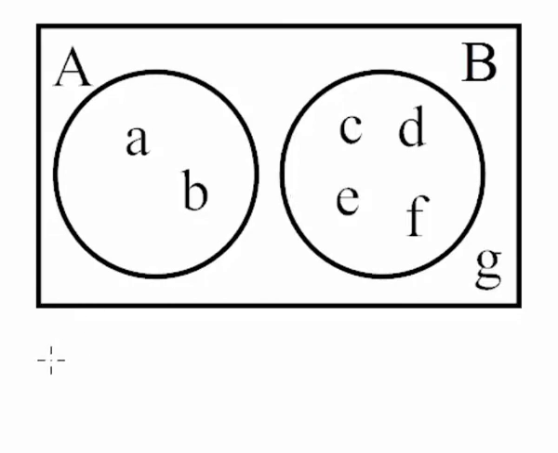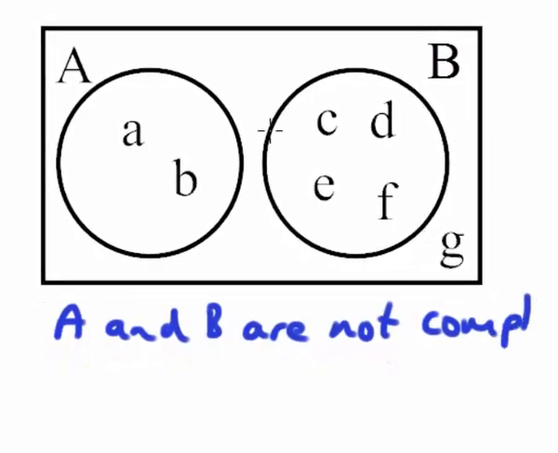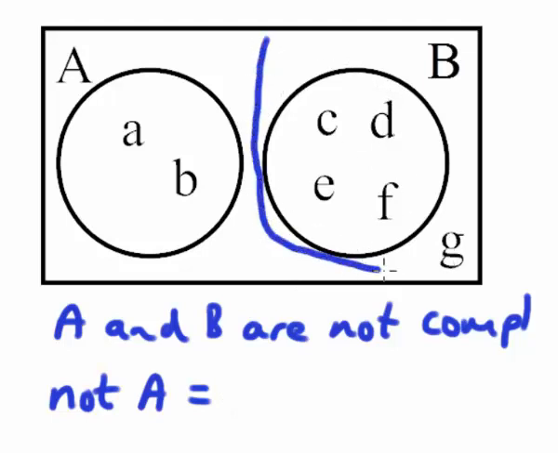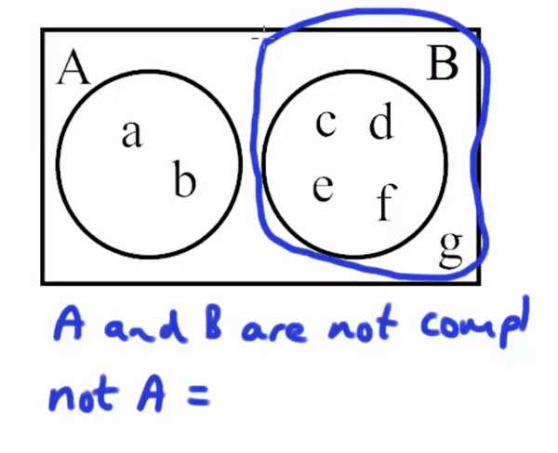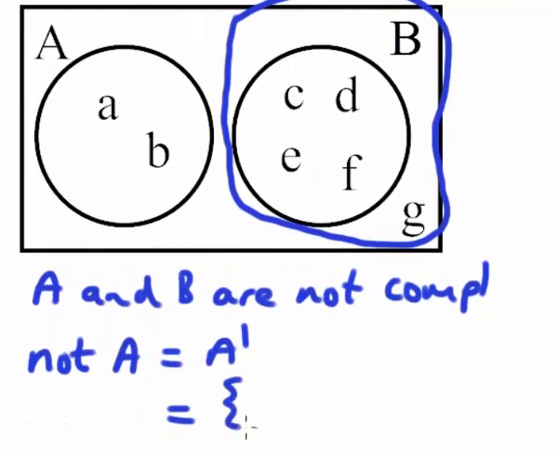Okay, but look at this here. If you look at A and B, they are not complementary. Can you see that they're not complementary because they're not exhaustive? They're mutually exclusive but not exhaustive. If I said to you, what is not in A though? Well, it's the whole of B and G. So we have a new set that we can call not A. Can you see that there? That blue set that I've circled there is not A, or A complement. So not A is A complement, and that would be C, D, E, F, and G.